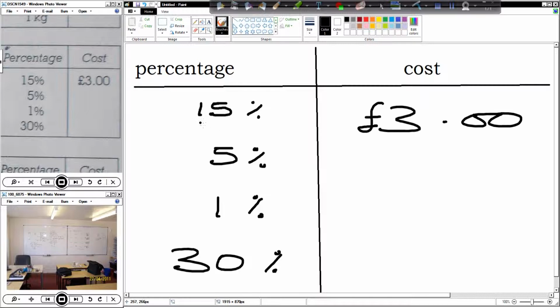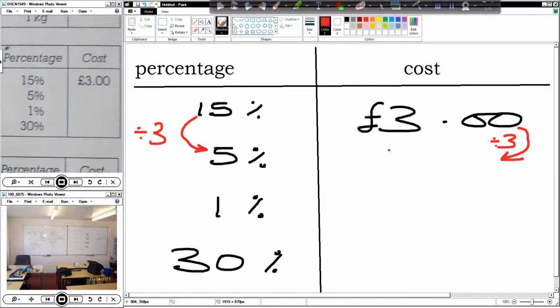Now I need to get from 15% to 5%. Okay, let's have Layla. How do you get from 15 to 5%? You can't use the word takeaway. We do divided by what? Divided by 3. Thank you. Divided by 3. What we do on the left hand side only, we do on the right hand side.